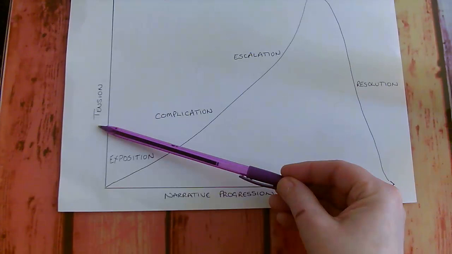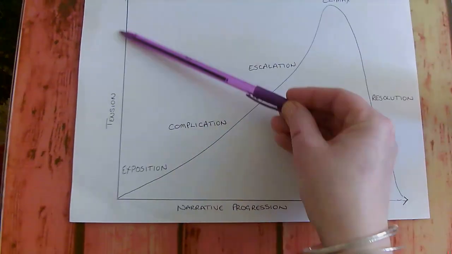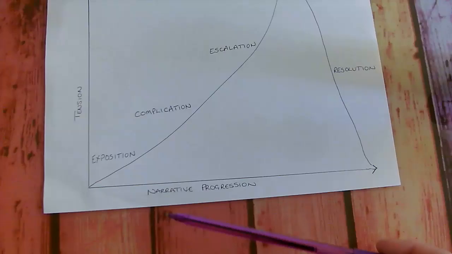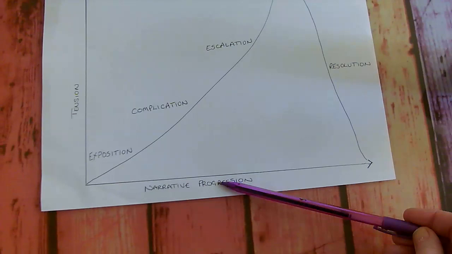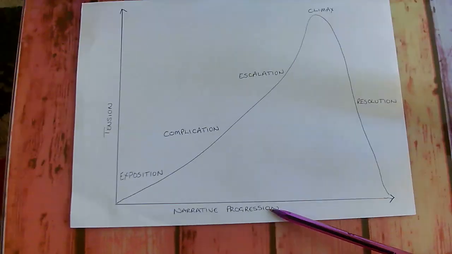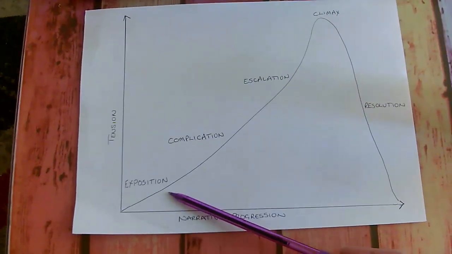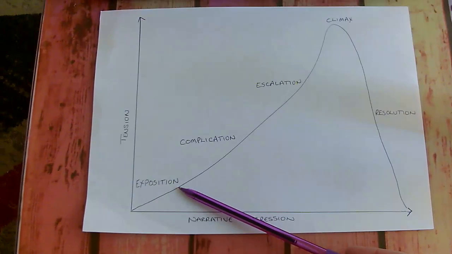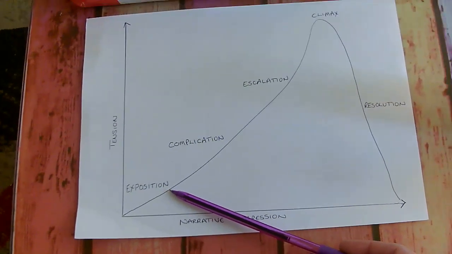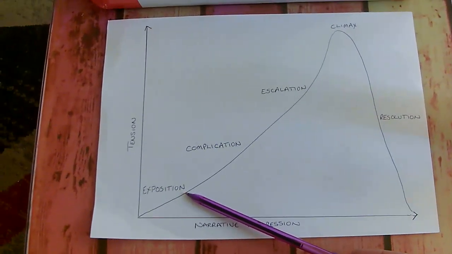Now here is tension, so that's how exciting the story is. Here's the narrative progression. That means how the story develops. Exposition means the beginning of the story. So that tells us about main characters, what the story's about, gives us a bit about the setting.